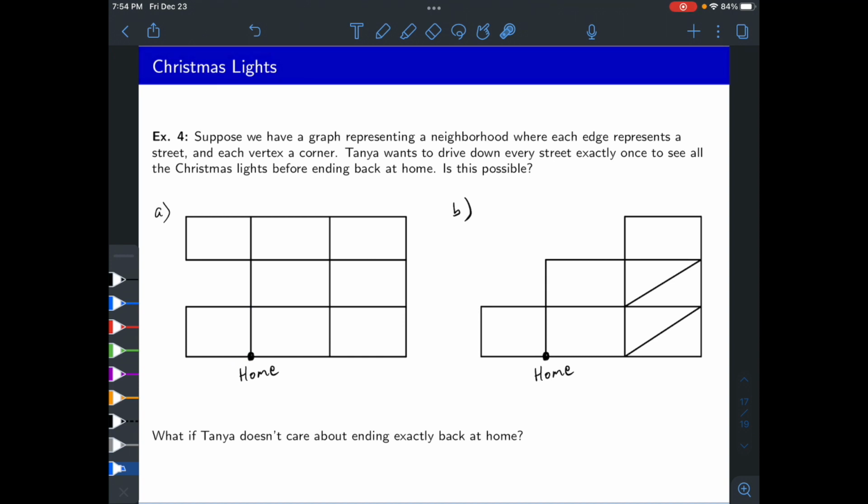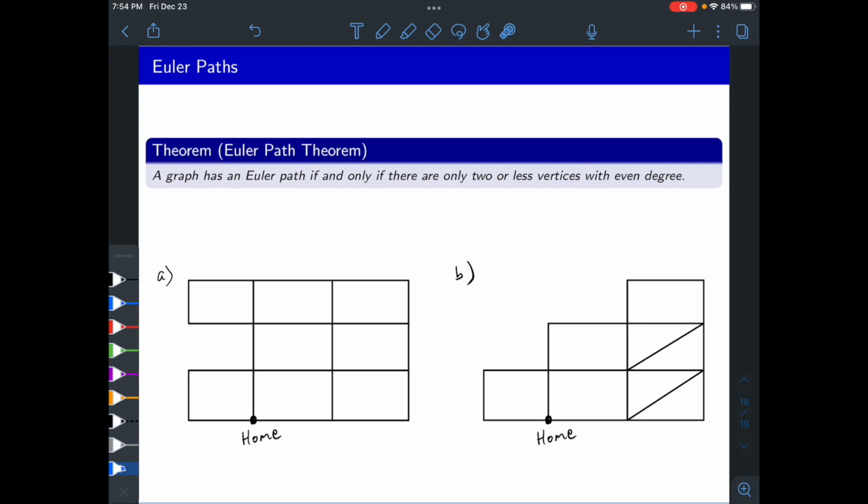Our theorem before was only for circuits, not necessarily for Euler paths. So we can use the following theorem, which is the Euler path theorem. It's a very similar theorem. It says that a graph has an Euler path if and only if there are 2 or fewer vertices with odd degree. Technically, this could say 2 or 0 vertices. If there are 0 odd vertices, then that falls under the previous theorem where it has an Euler circuit, in which case you would necessarily end up where you started. It's impossible for there to be exactly one odd vertex. But if there are 2, then those 2 vertices will end up being your starting and ending points.